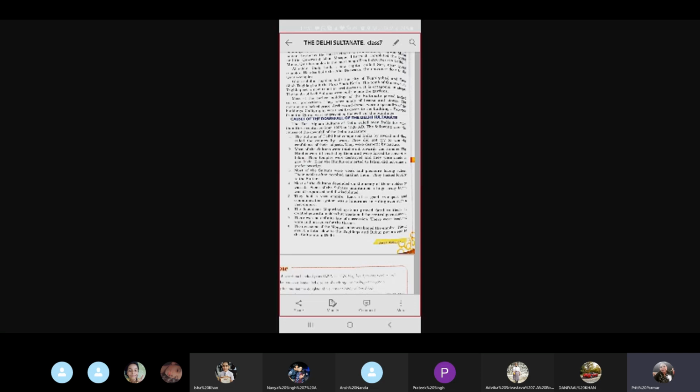But gradually they met their downfall. And the reasons for the downfall were, number one, the sultans of Delhi had conquered India by sword and they ruled the country by sword.